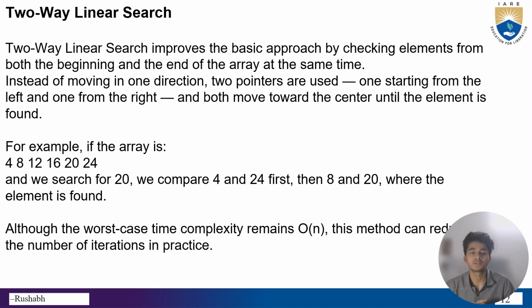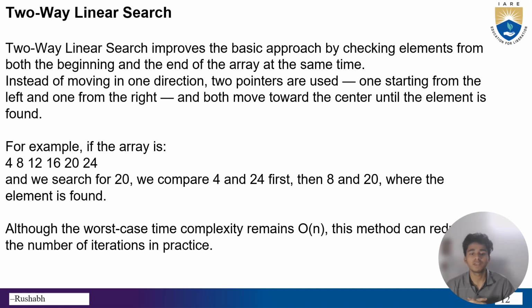Two-way linear search. Two-way linear search improves the basic approach by checking elements from both the beginning and the end of the array at the same time. Instead of moving in one direction, two pointers are used, one starting from the left and one from the right, and both move towards the center until the element is found.